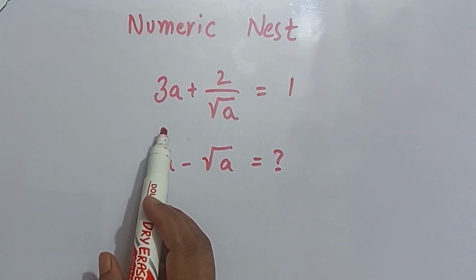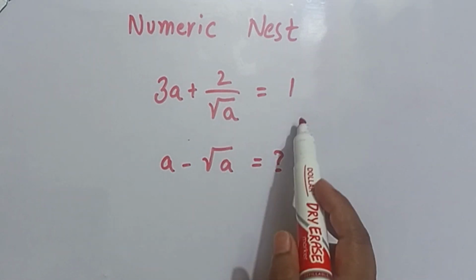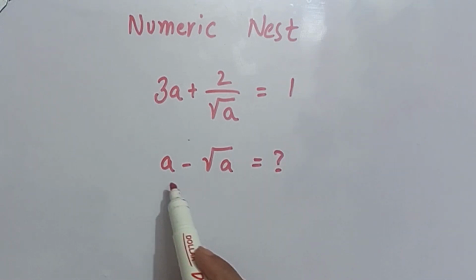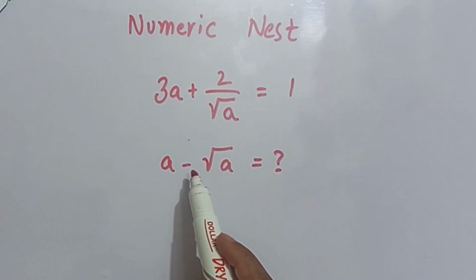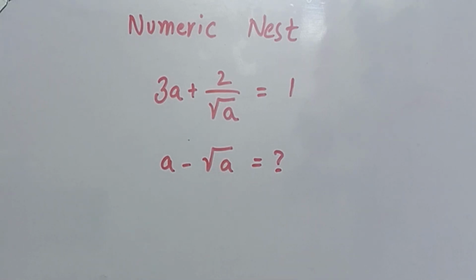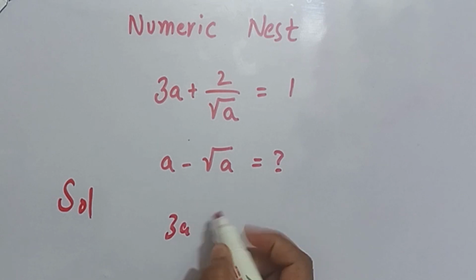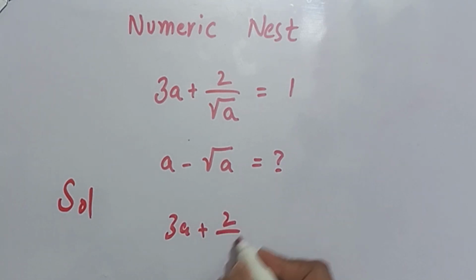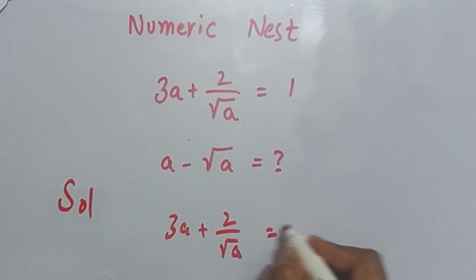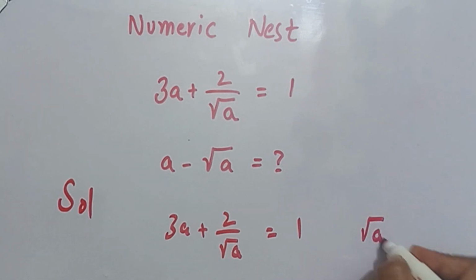We have 3a + 2/√a = 1, and we find the value of a − √a. So let's start. Look at this given information. We have 3a + 2/√a = 1, and √a in the denominator implies that √a is not equal to 0.